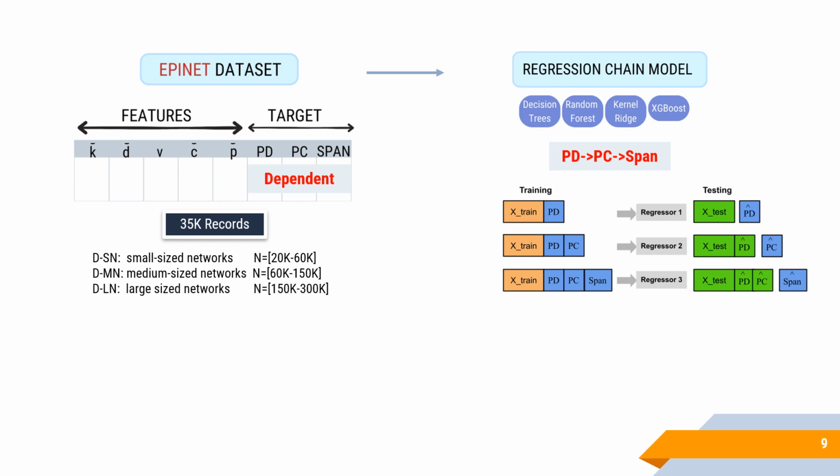This figure shows the framework for the regression chain model. We use 4 representative base algorithms, namely decision tree, random forest, kernel ridge, and XGBoost. To quantify the assessment of the prediction quality, we use 2 performance metrics, namely coefficient of determination (R2) and root mean squared error (RMSE). A higher R2 score indicates a better fit of the model with high predictive performance, while a lower RMSE value implies high predictive accuracy.